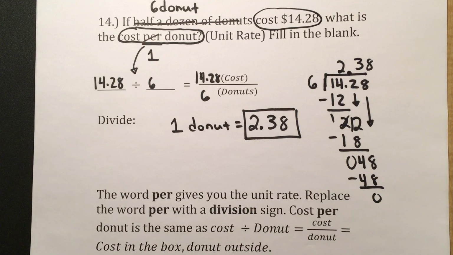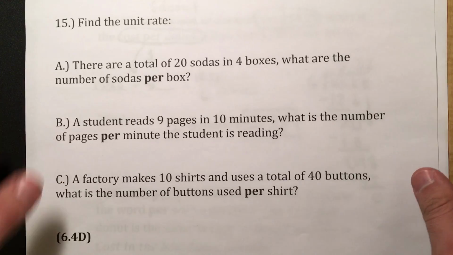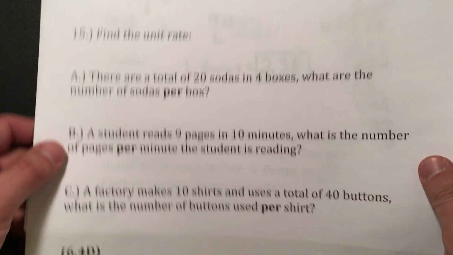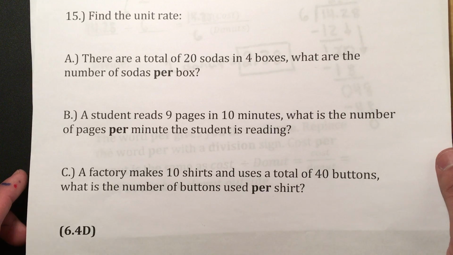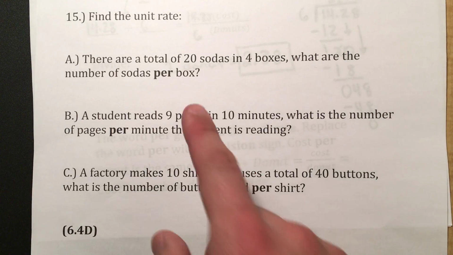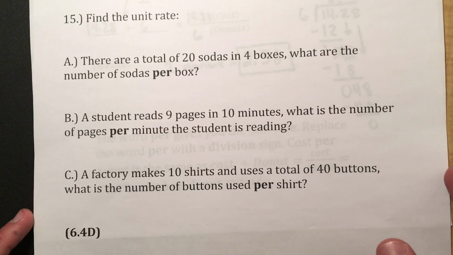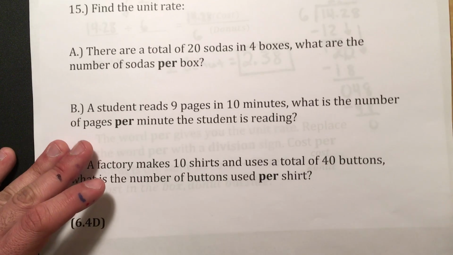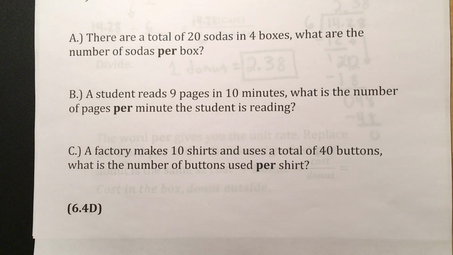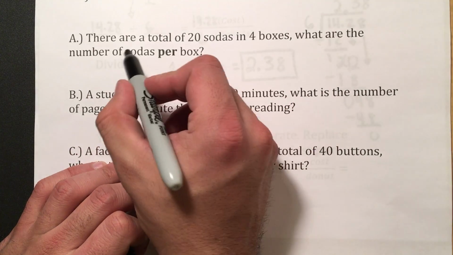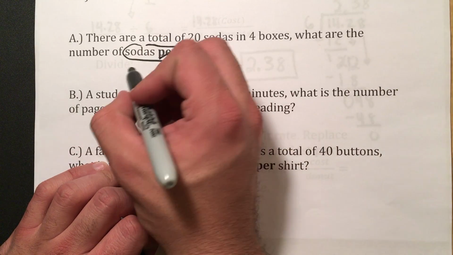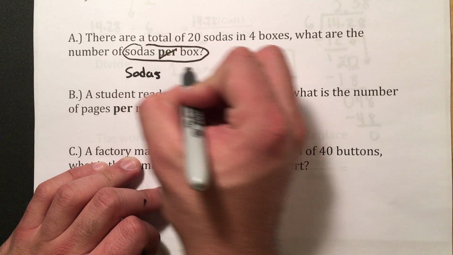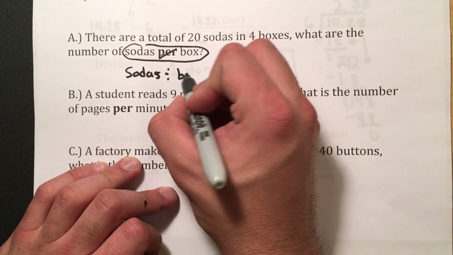So just to practice a little bit more, let's do a few more examples, using that same strategy I showed you guys right now. So let's say we're asked to find the unit rate. If there are a total of 20 sodas in 4 boxes, what is the number of sodas per box? So let's use that same strategy. We're going to take this word per out, and we're going to replace it with a division sign. So that means we've got to divide the sodas by the boxes.